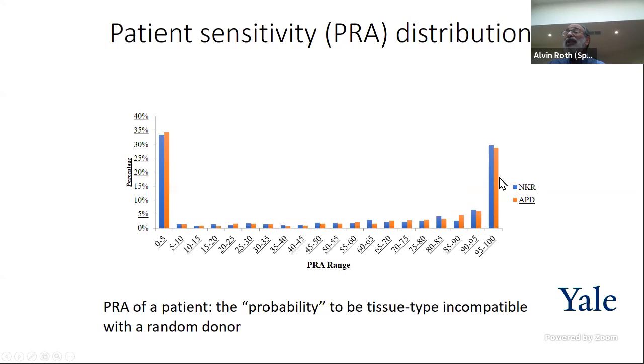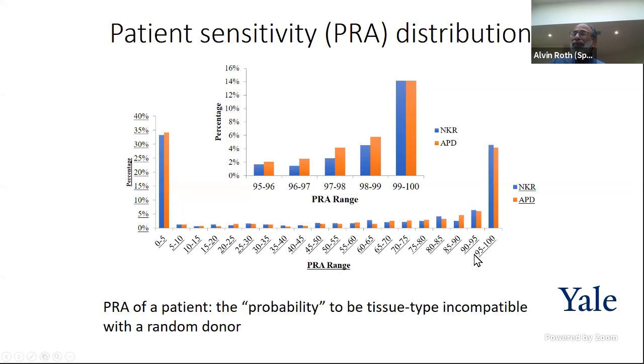And when you blow up this high sensitized part of the graph, what you see is these people who can't take between 95 and 100% of the kidneys, they're concentrated really on the ones where the best estimate is 99 to 100%. So these are really hard to match people, and they're hard to match even with kidney exchange. Sometimes you can match them, 100% is an approximation. Sometimes you find people that can match, and sometimes you can do work that reduces their sensitivity. You can do what's called desensitization, but that's a complicated story.